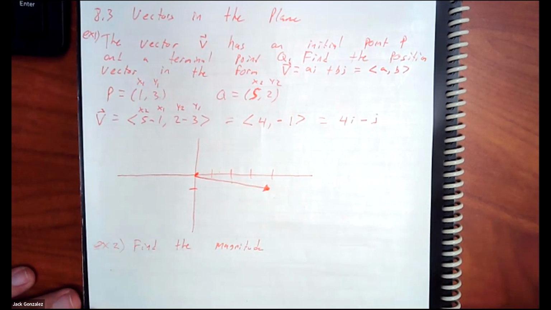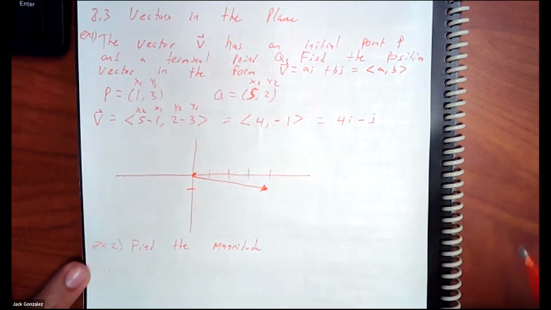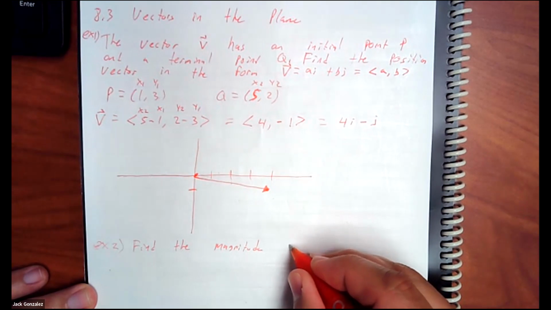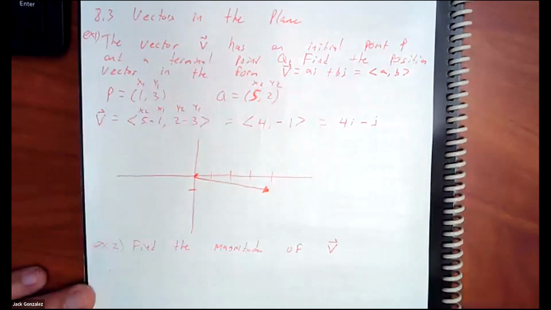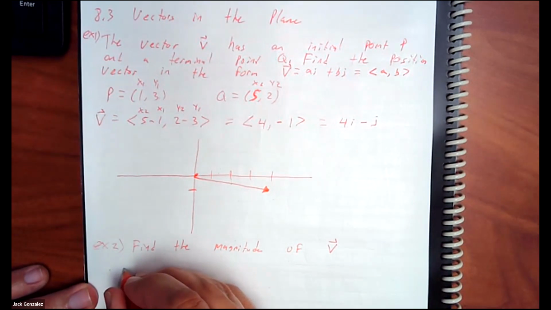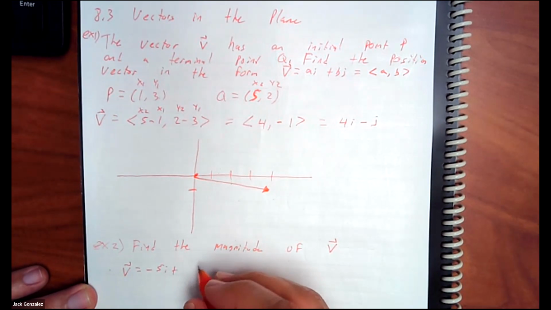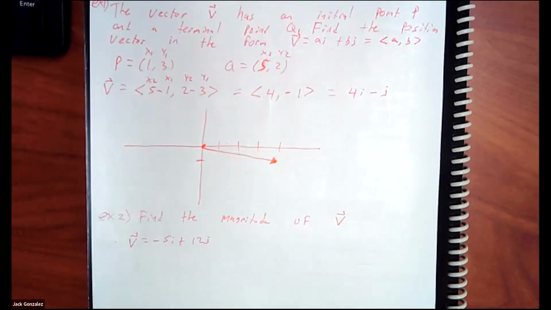All right, so in this homework, they'll start out by just finding the vector, and then they'll tell you to find the magnitude of V. So V is equal to -5i plus 12j. So I'm going to switch back and forth with notation so you can get used to it.